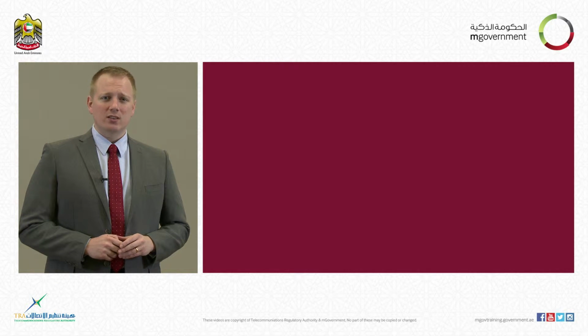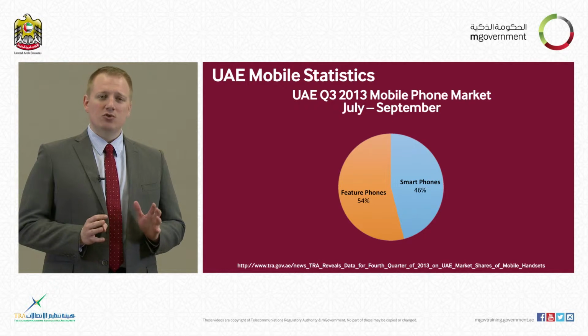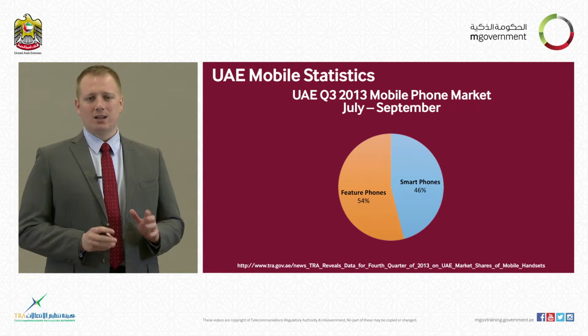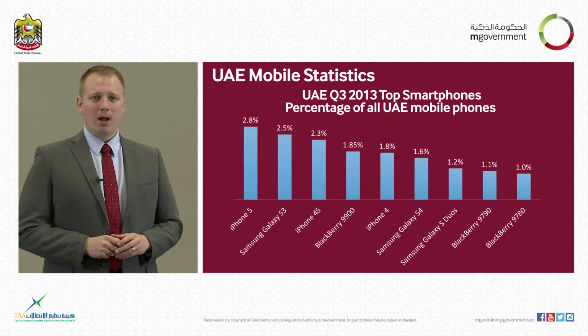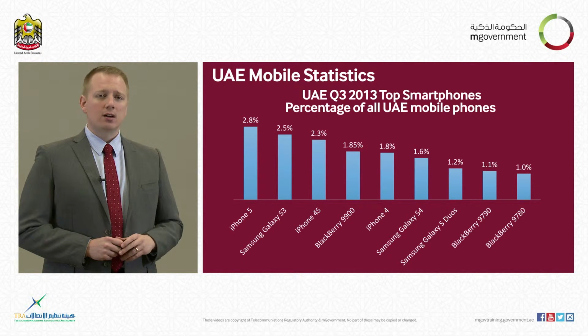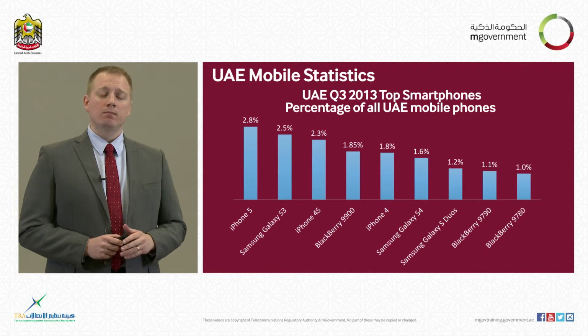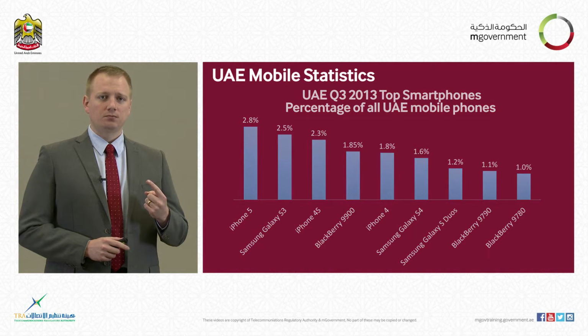We want to target a larger demographic. So what we have are some statistics that come directly from the TRA. These reflect the actual state of the mobile market in the UAE throughout the third quarter of 2013 through the first quarter of 2014. We start by looking at this pie chart of the third quarter of 2013. We will see that there is a majority of feature phones in the market at that time. And if we look at what the most popular smartphones are during that time, we will see that the top three are the iPhone 5, the Samsung Galaxy S3, and the iPhone 4S. So of the top three, 2 iPhones, 1 Android.